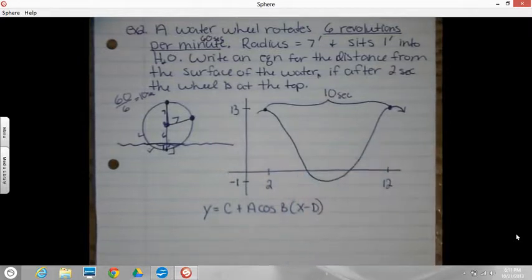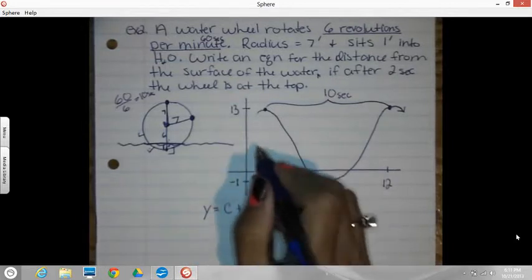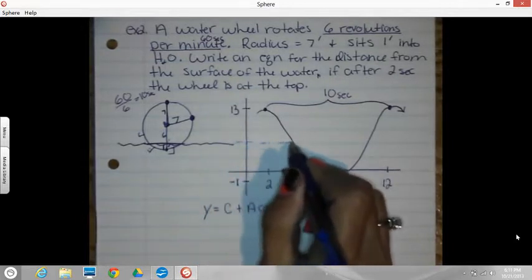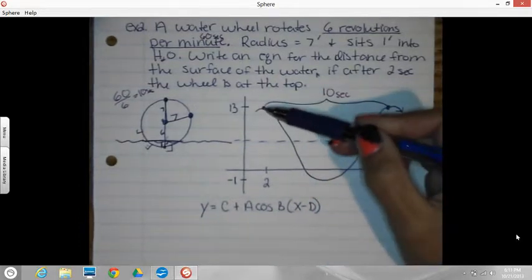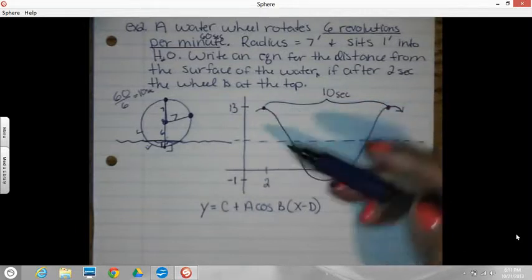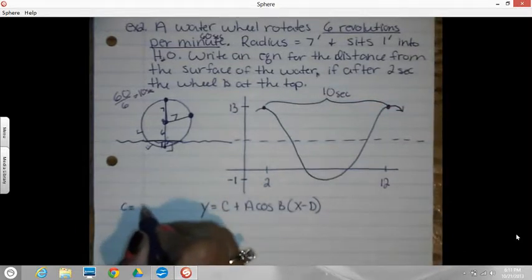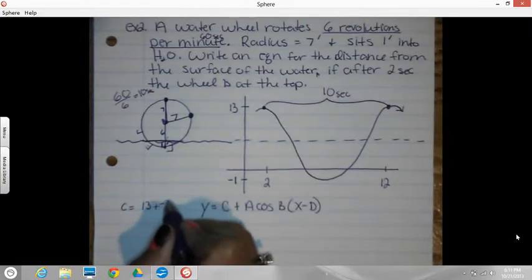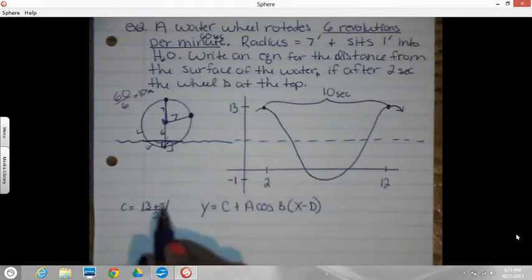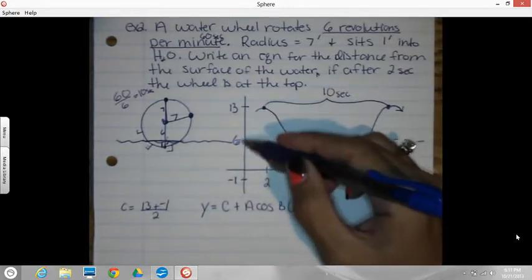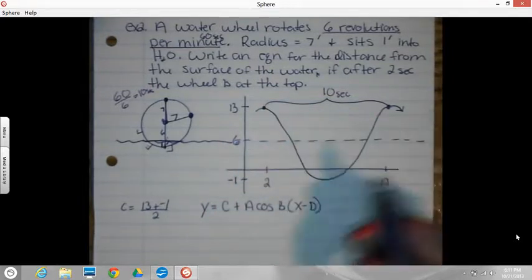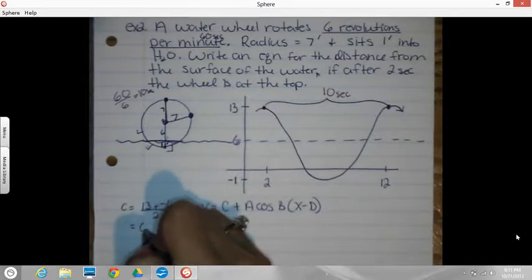All right, let's go for the C first. Remember, C is your axis. Your axis is right in the middle. We need to know where that's at. Well, it's halfway between 13 and -1. So if you average 13 and -1, you'll figure out the C. So 13 plus the -1 divided by 2 is going to be 6. So 6 should be halfway. That's giving me my 7 there and my 7 there, my radius. So the C is at 6.